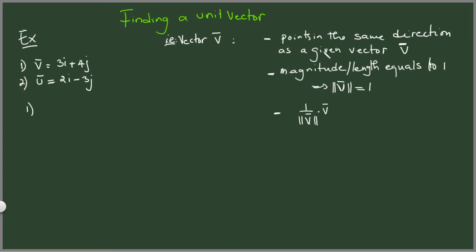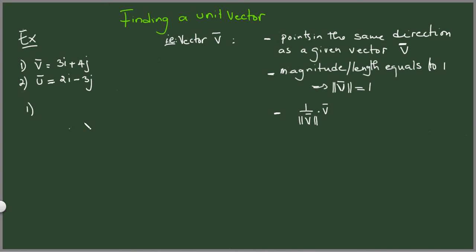So first of all, we need to know that it points in the same direction as the vector, and we have to find its magnitude and then write this formula to define its unit vector. For the first example, what we first get to do is find its magnitude.